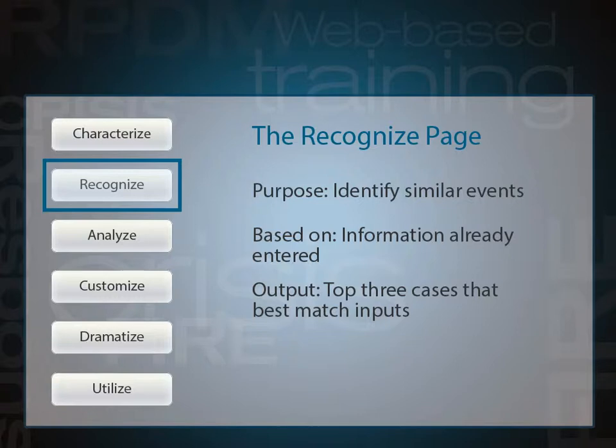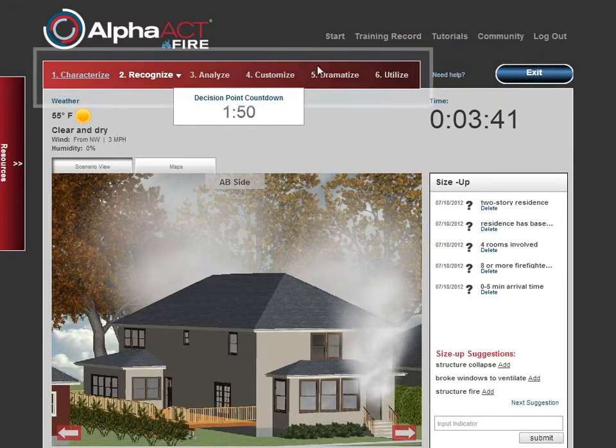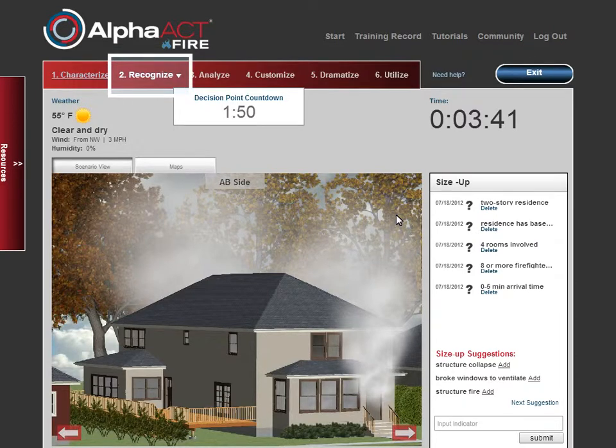Now that we've established the purpose of the recognize step in the decision process, let's take a closer look at the recognize page. Notice again that the 6 steps of the decision process are shown along the top of the page, with the page that we're on highlighted.